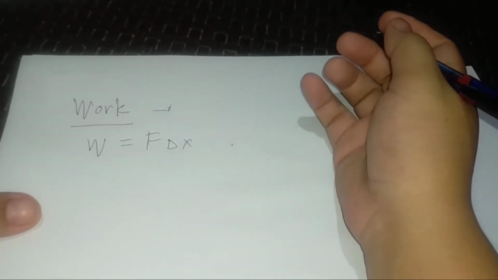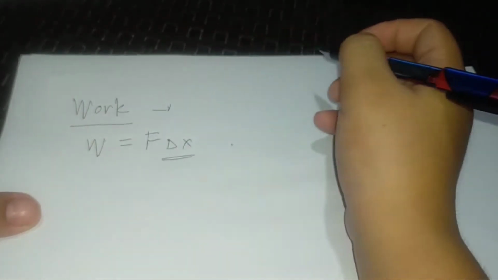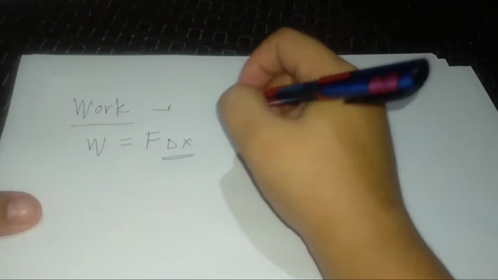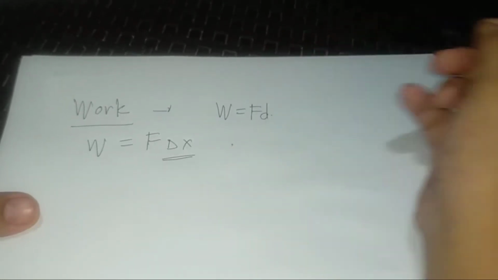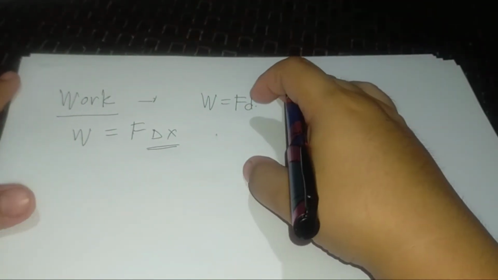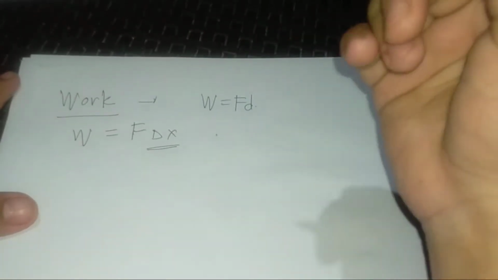What is work? Work done by a constant force is the product of the force magnitude in the direction of a displacement and the displacement magnitude, meaning work is the product of force and displacement. Take note, this is the displacement magnitude. In some books we have W equals FD, but in this portion we will be using delta X as the displacement.